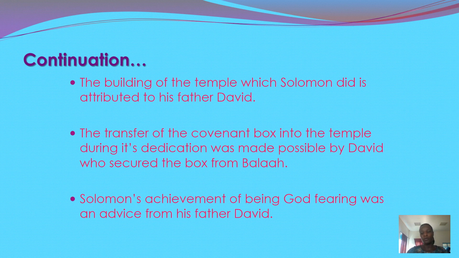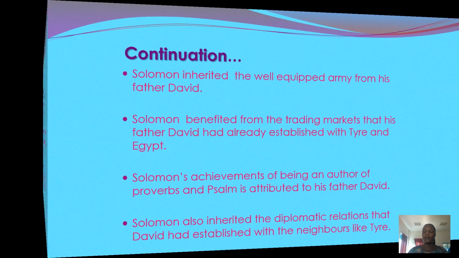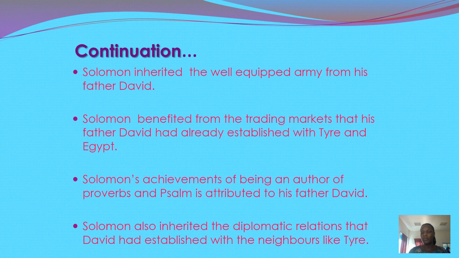So when Solomon built the temple, he put it into the temple that was already planned by David. Solomon's achievement of being a God-fearing man or king is also attributed to David, because David, in his last instructions, told Solomon to serve God faithfully, to love him, and to depend on God. Solomon inherited that well-equipped army which was headed by Joab.